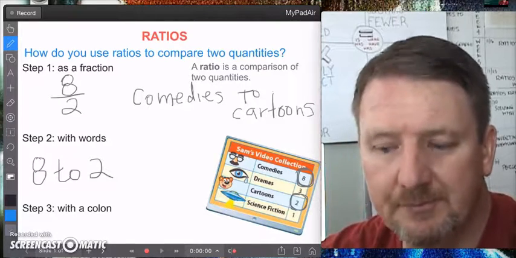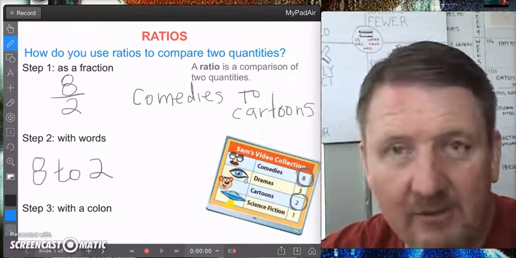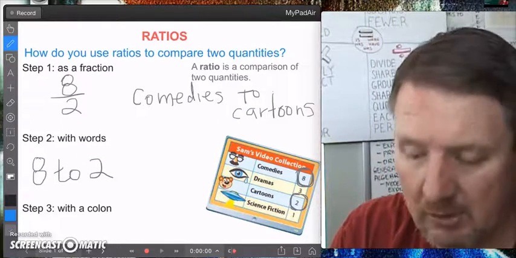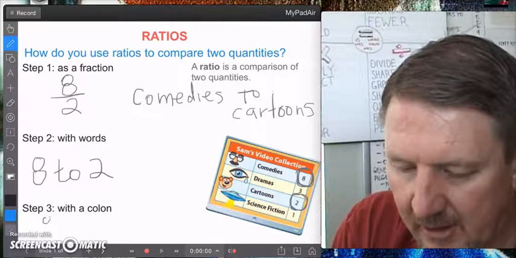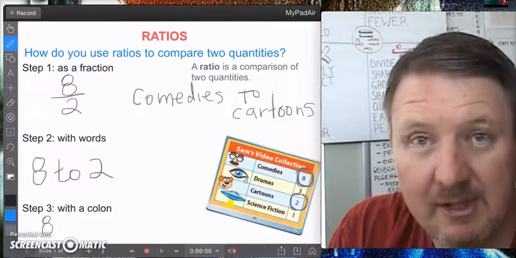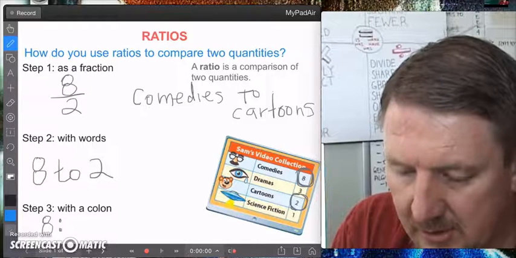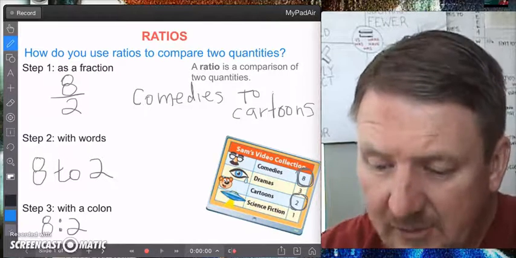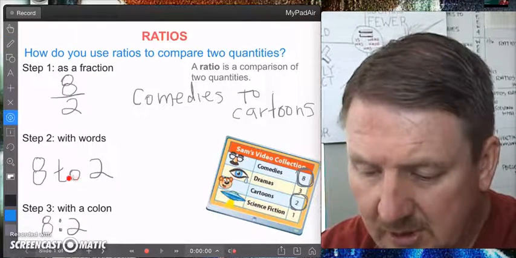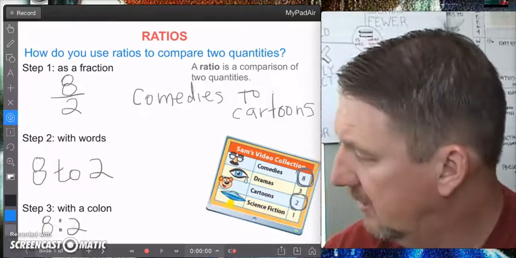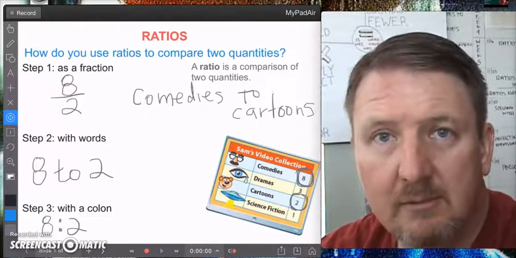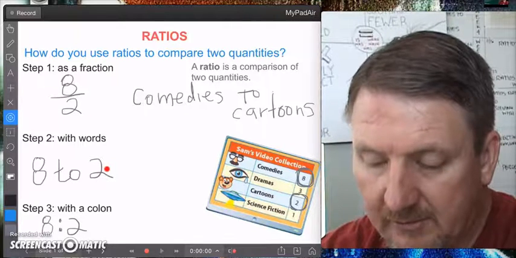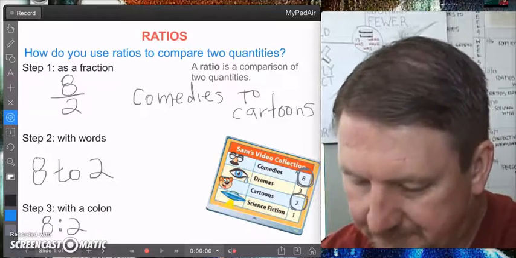2 cartoons. And then the third way that you can compare two quantities is with the use of a colon. You might see this an awful lot, but it's 8 comedies compared to 2 cartoons. So these are the 3 ways that you can compare two numbers: with a fraction, with the word to, and with a colon.